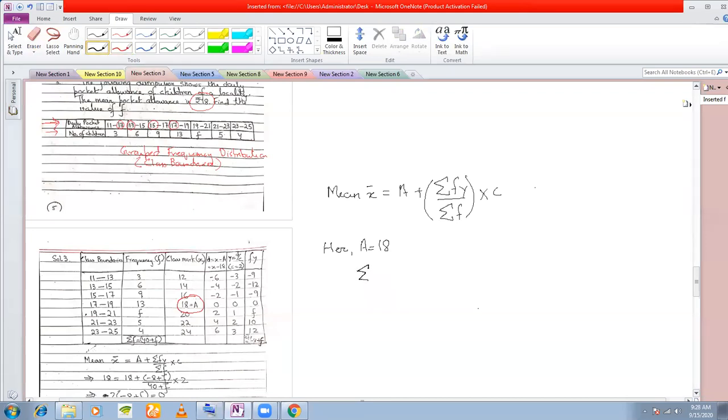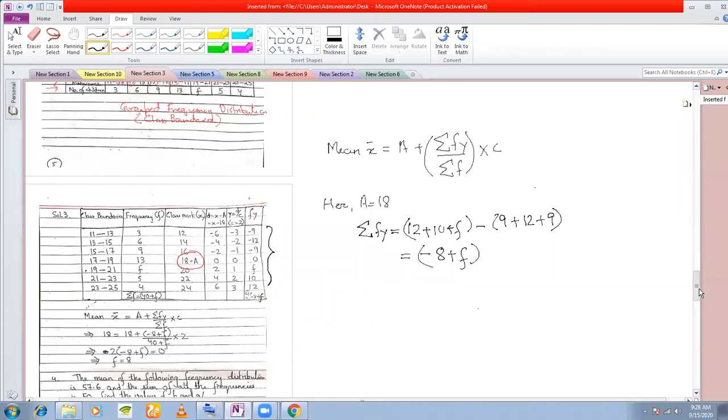Next, summation fy, or sigma fy, is the total of this column. So if you total this column, how much will it come to? 12 plus 10 plus f minus 9 plus 12 plus 9. So this should come to minus 8 plus f. So summation fy we have found out. That is the total of the fy column.